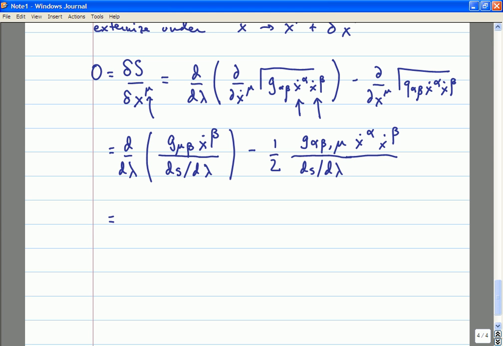So we need to take d by d lambda of this guy in the parentheses here. So first, let's work on the denominator ds by d lambda. So I could work that out explicitly if I wanted to, using the fact that ds by d lambda is the square root of g mu nu x dot mu x dot nu. I won't even bother to do so for reasons which will become clear in a few minutes. So I'll just leave that as minus g mu beta x dot beta times the second derivative of s with respect to lambda over ds by d lambda squared. So that's just taking the derivative of the denominator with respect to lambda.